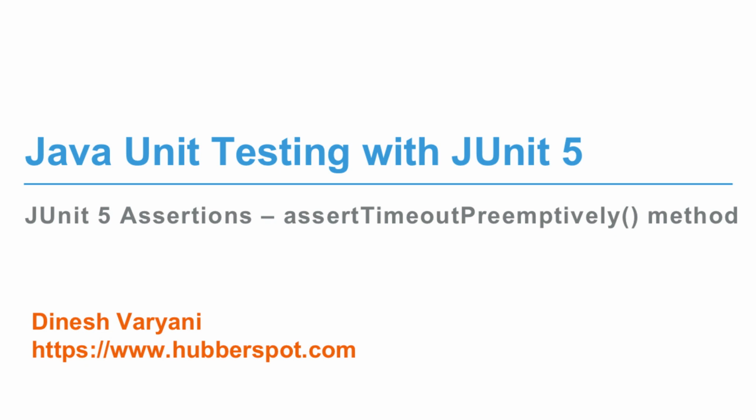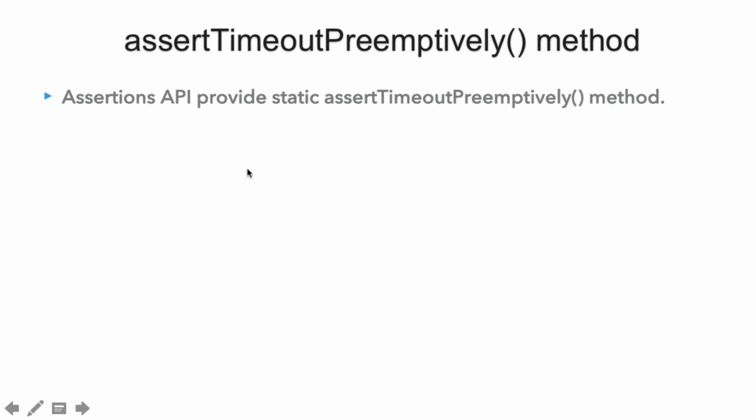Hi everyone. Now let's continue to discuss JUnit 5 assertions. And in this lecture we will discuss the assertTimeoutPreemptively method. So here the Assertions API provides a static assertTimeoutPreemptively method.